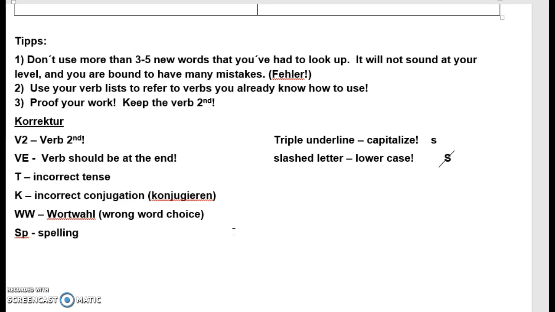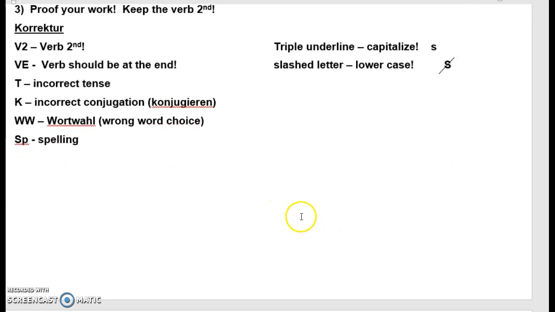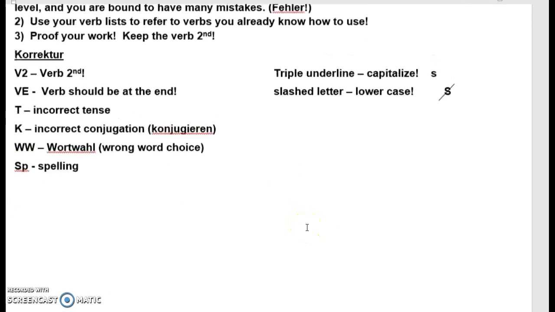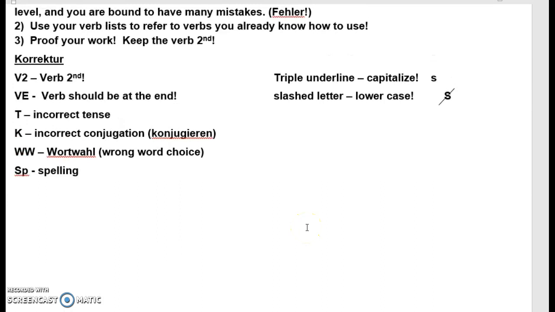And then these editor marks, we will talk about that when you get your compositions back, what kind of editing I will do. So you have the rest of the class to work. This is an independent project. It's not group work because your writing is your own.